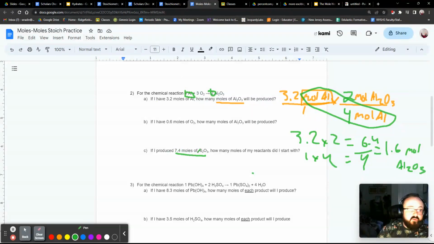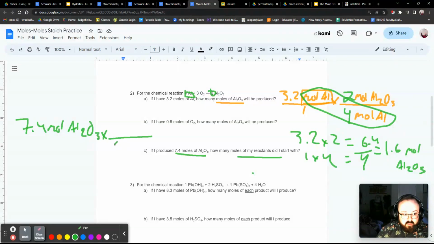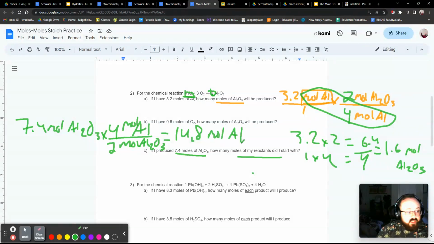This can go in reverse. How much of my reactants did I start with? Well, that means I got 2 calculations. 7.4 moles of Al2O3, and what goes on the bottom? Guess what? It's moles of Al2O3. And let's just say I'm going to do my aluminum here, moles of Al. Again, my coefficients: the 2's on the bottom, and 4. This is going to give me 14.8 moles of aluminum. That's how much I started with.